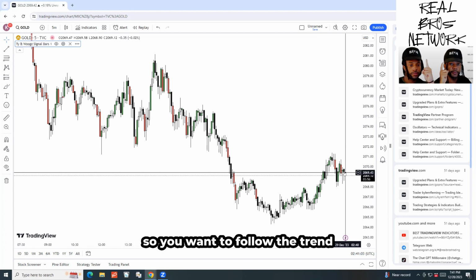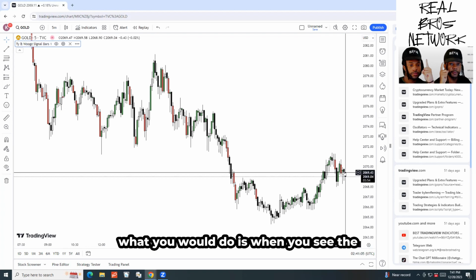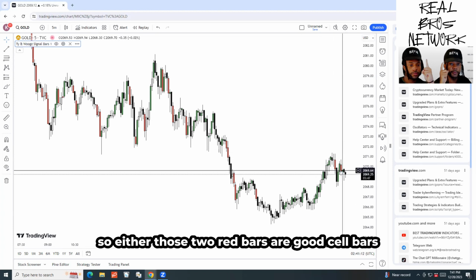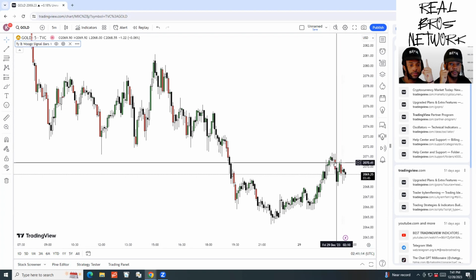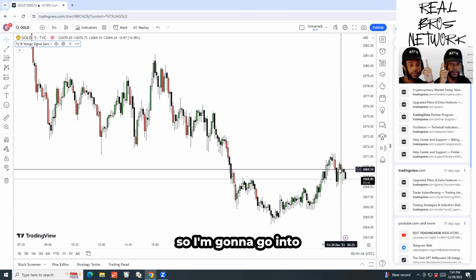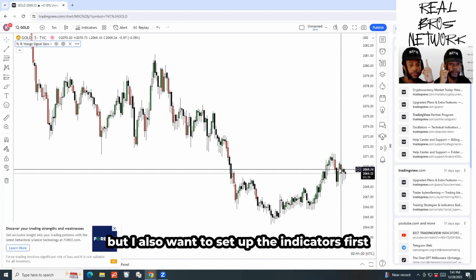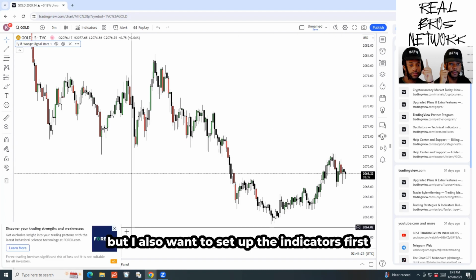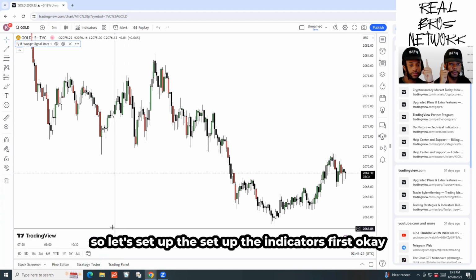If you want to follow the trend, what you would do is when you see that red bar up there, you would take a sell there, or the red bar right next to it. Either of those two red bars are good sell bars with a tight stop loss. I want to share my screen, but I also want to set up the other indicators first. So let's set up the other indicators first.